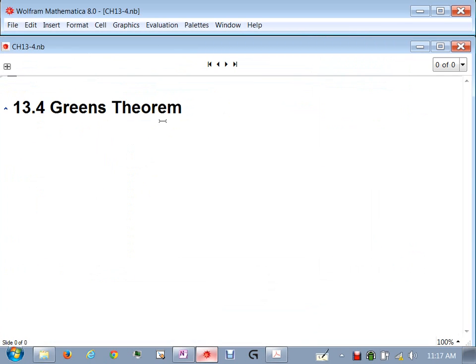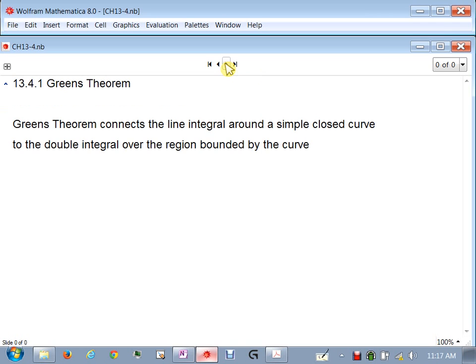All right, we've made it to Green's theorem now. This is a rather nice theorem. So nice, in fact, that they have an entire section for just this theorem. Green's theorem is a theorem that connects the line integral around a simple closed curve to the double integral over the region bounded by the curve.